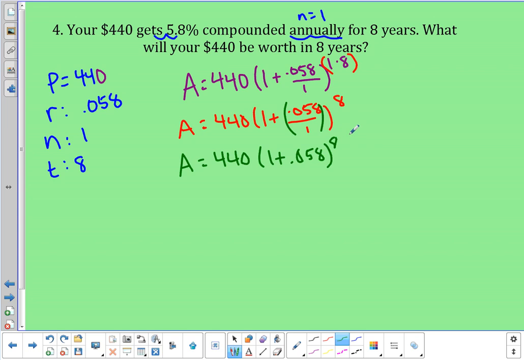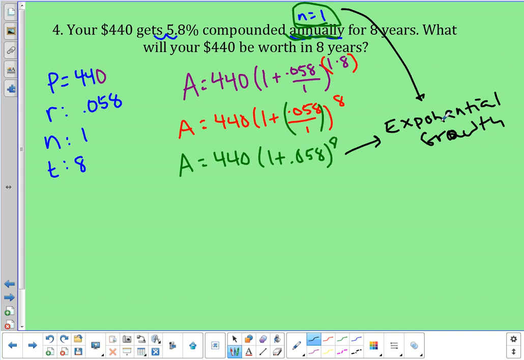Okay, so I want you to take a look at this for a second. Notice that we're compounding annually here, so my n was equal to 1. If you take a look at this formula right here, it is really just the exponential growth formula. That's what happens when you're compounding annually. If you're compounding annually, really all it is is just exponential growth. So we started with the compound interest formula, but really it's just an exponential growth equation. That's all it is.